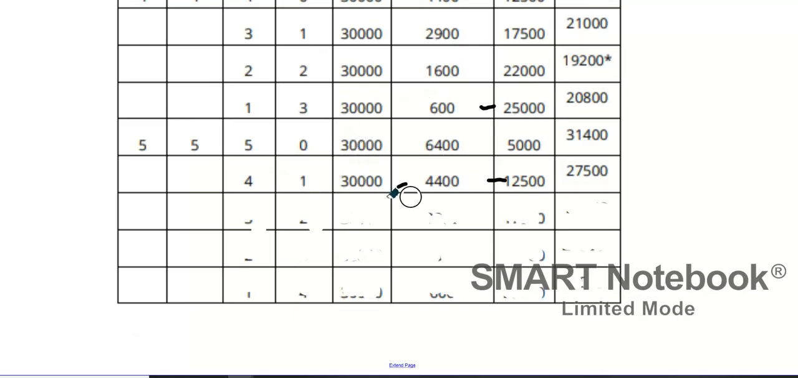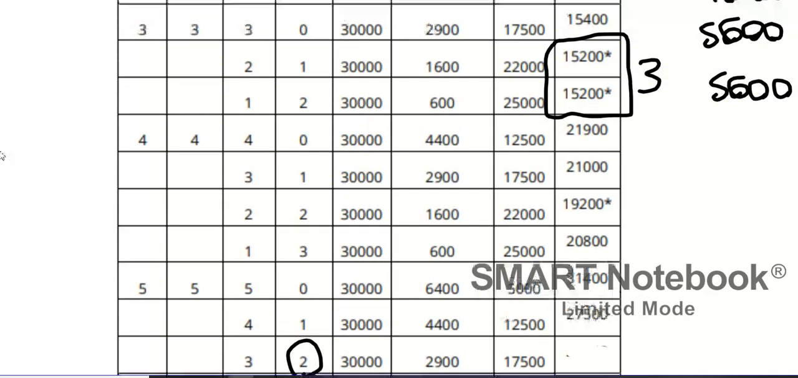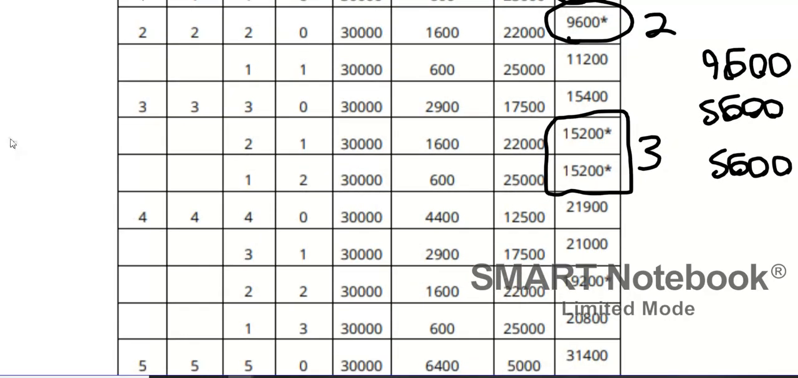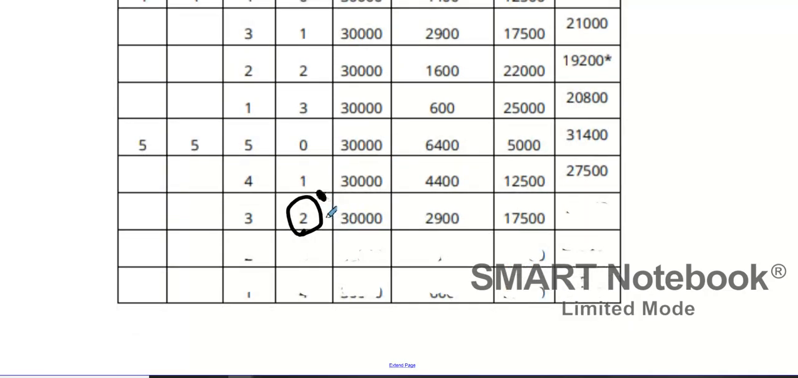What about the next one, guys? For 3-2. We kept it for 3 years, which is 3 years worth of maintenance, which is 2,900. You sell the car after 3 years and it's worth 17,500. Now we have 2 years left, so we need to look for the cheapest 2 years possible. What are they? 9,600. Add it to the 30,000. Add it to 2,900. Take away the 17,500, and we get an answer of 25,000.